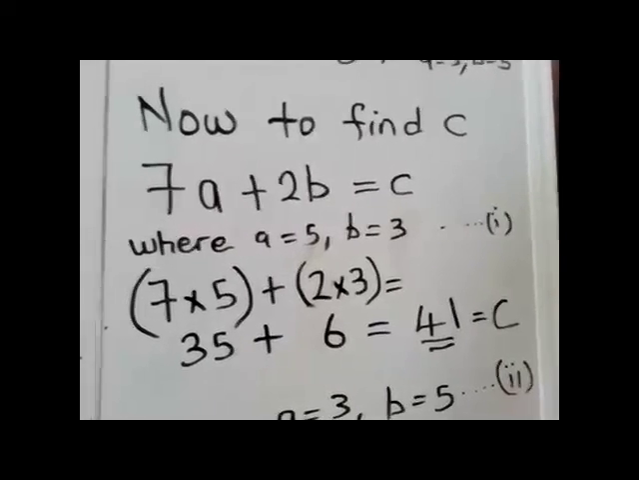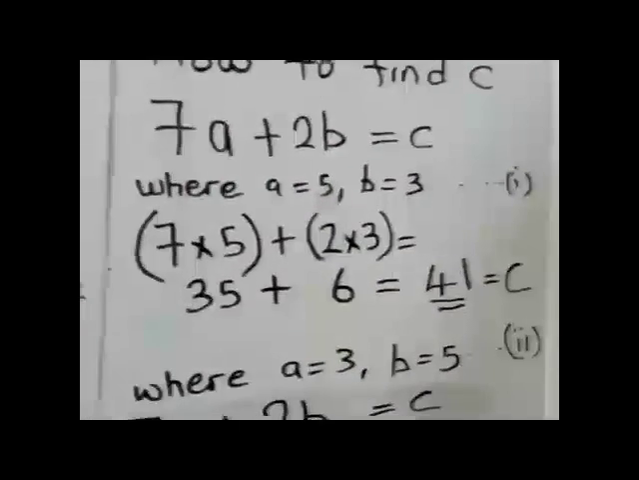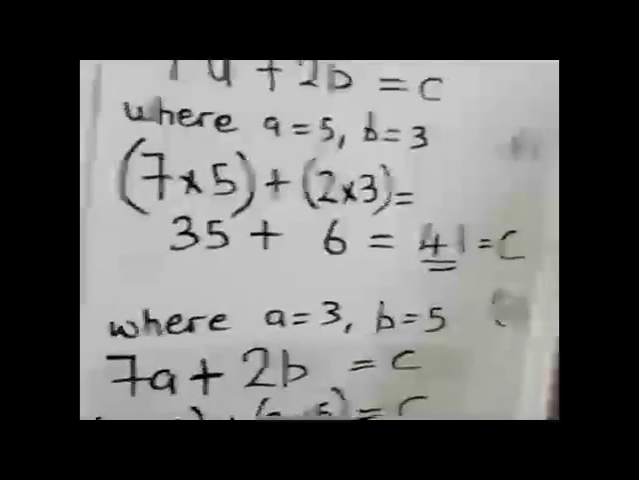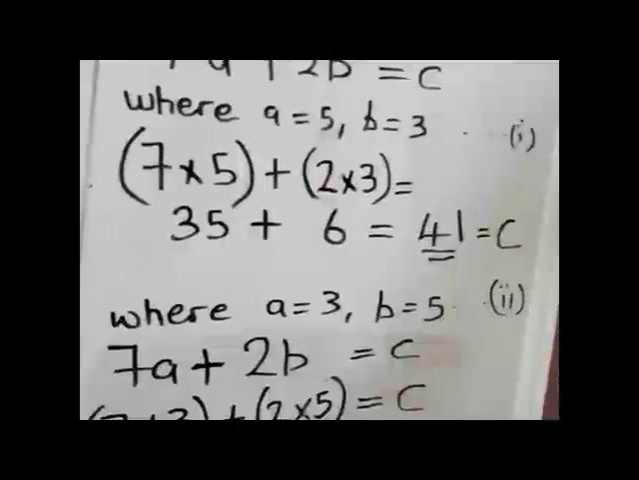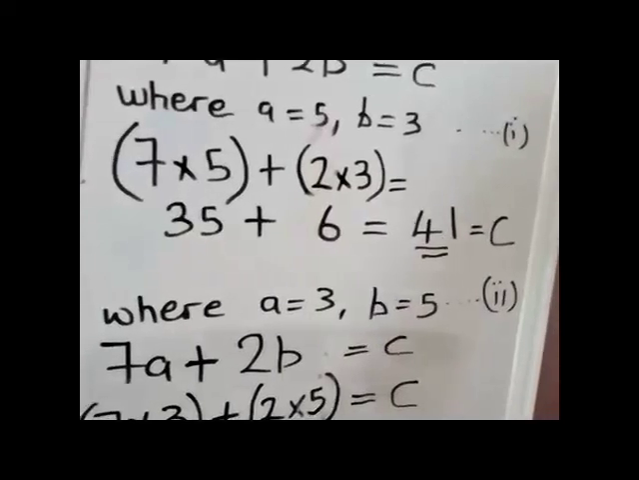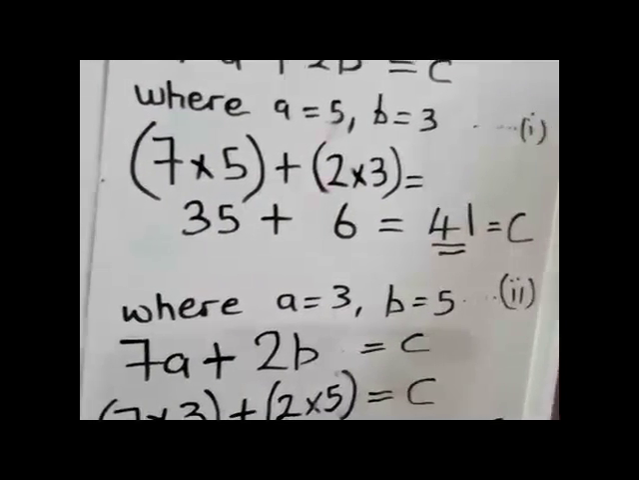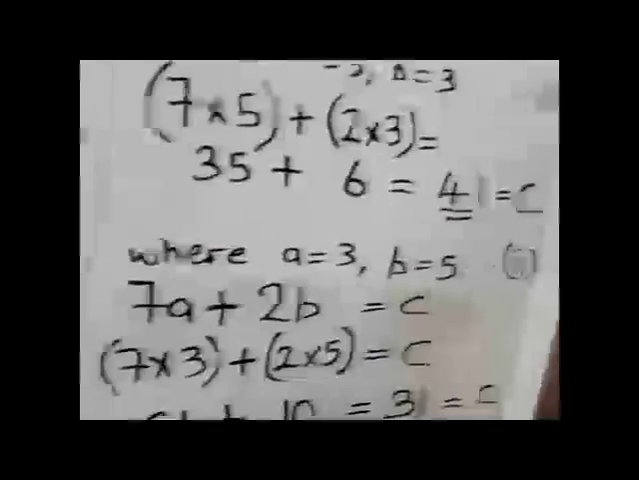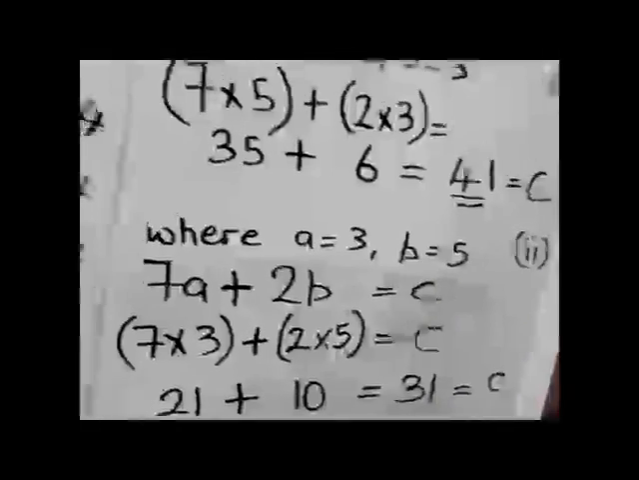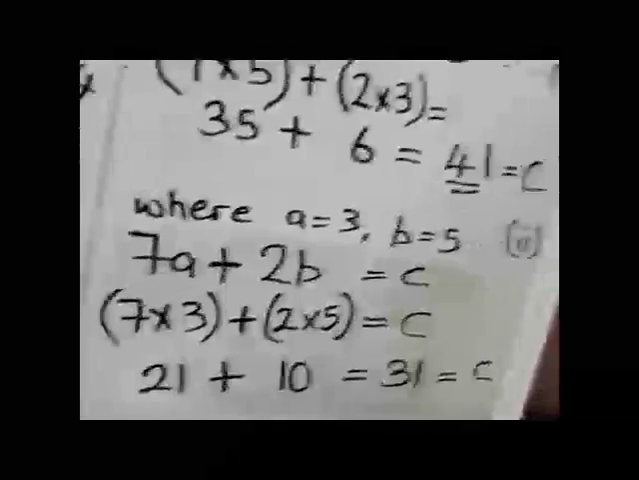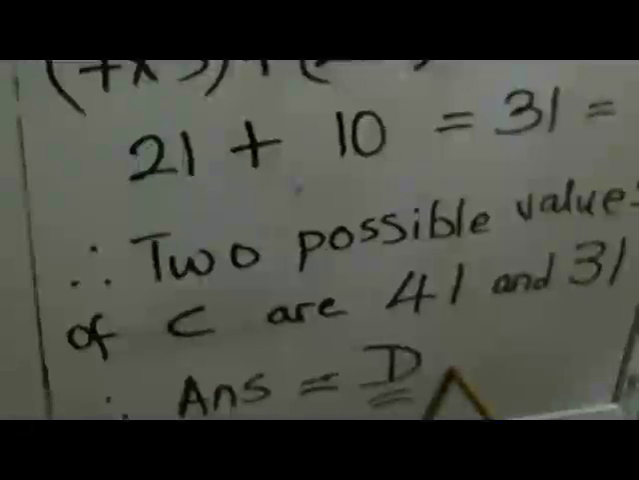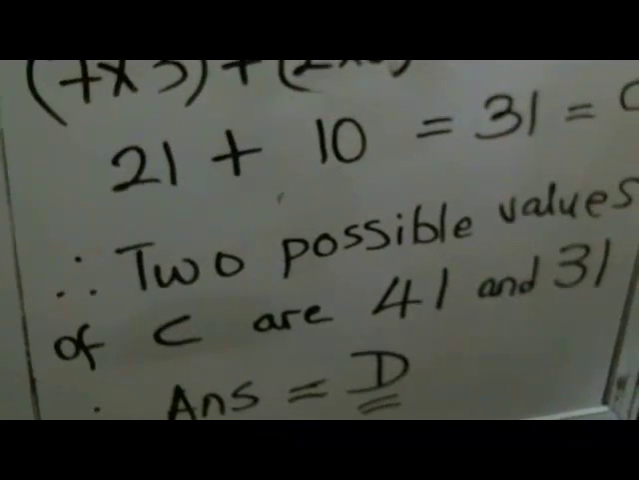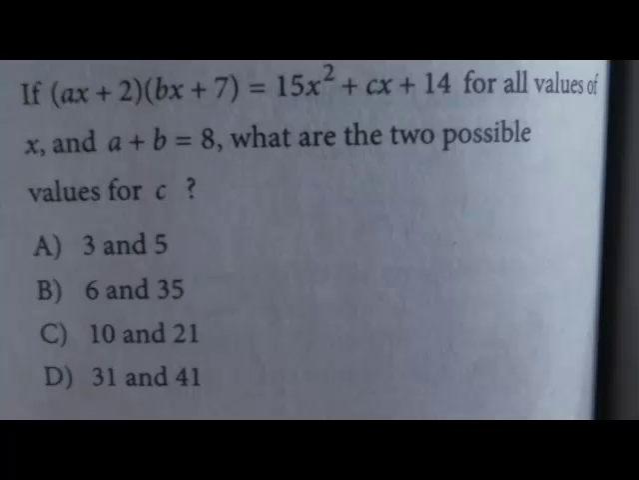Okay, let's go on. Where you have a is equal to 3 and b is equal to 5, 7a plus 2b is equal to c will give us 7 times 3 plus 2 times 5, which is equal to c. Therefore, 7 times 3, 21, plus 2 times 5, 10, which will give us 31. Two possible values for c will be 41 and 31.